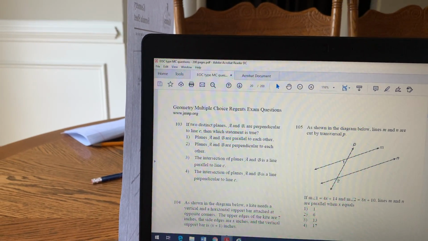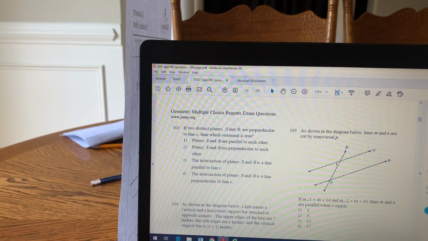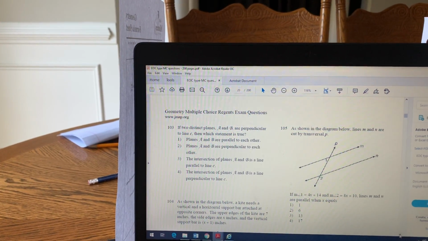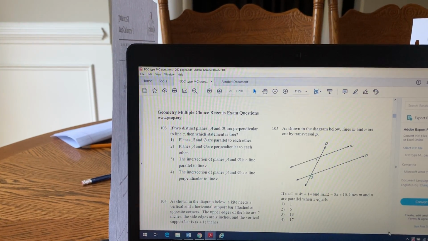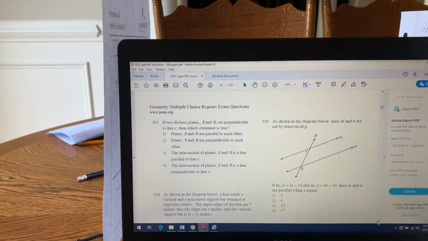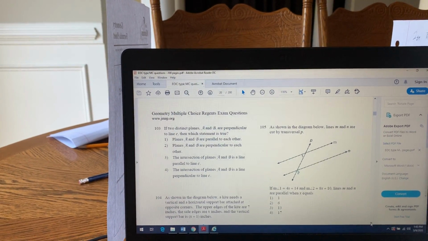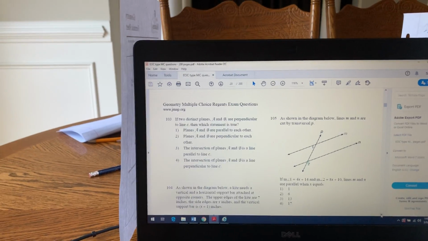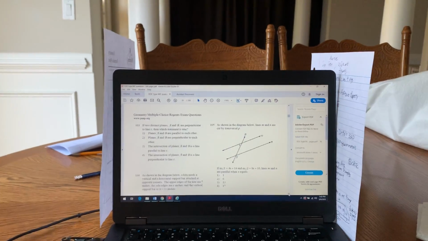If two distinct planes, A and B, are perpendicular to line C, then which statement is true? Planes A and B are parallel to each other. Planes A and B are perpendicular to each other. The intersection of planes A and B is a line parallel to line C. The intersection of planes A and B is a line perpendicular to line C. Well, all right, let's look at what we got.